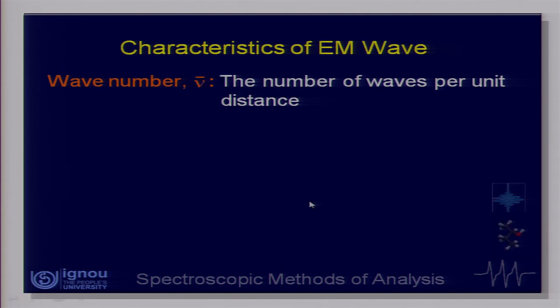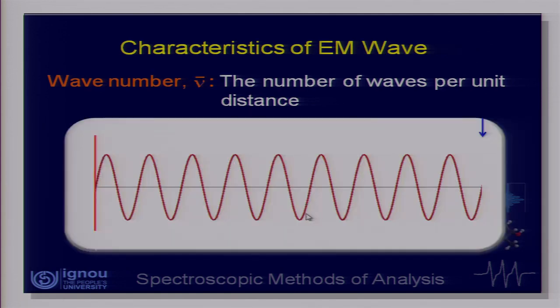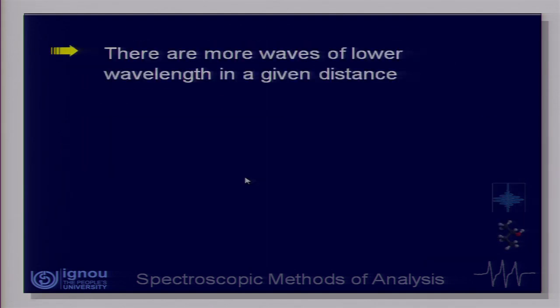As against that, if I take a different wave of a shorter wavelength, we find that for the same initial and final distance there are 1, 2, 3, 4, 5, 6, 7, 8, about 9 waves. Essentially, since the number of waves is more, the wave number is a larger number here, and we find that there is a relationship between the wavelength and wave number. So, what is the relationship there?